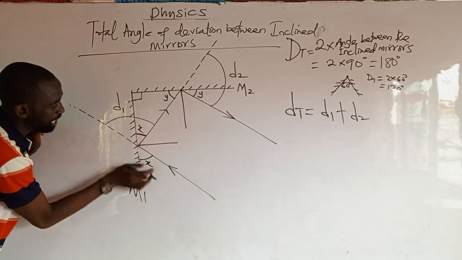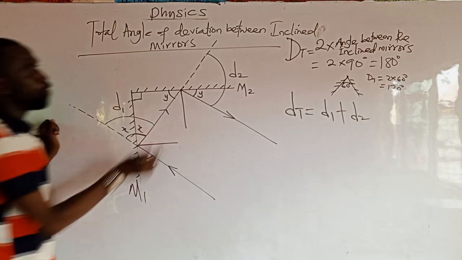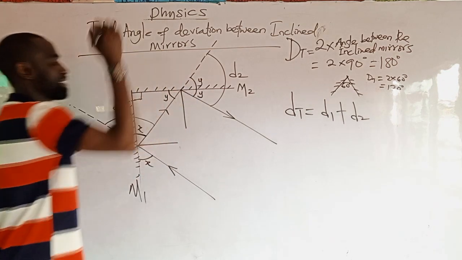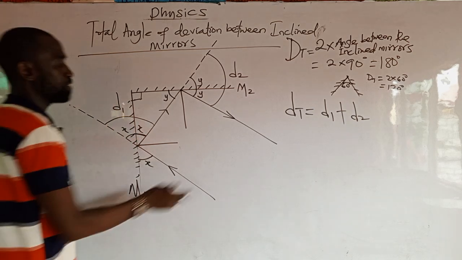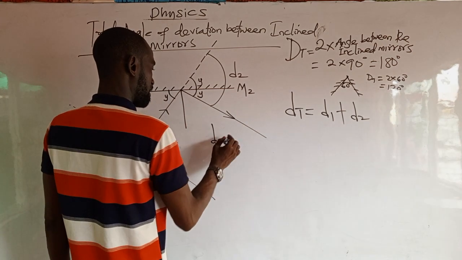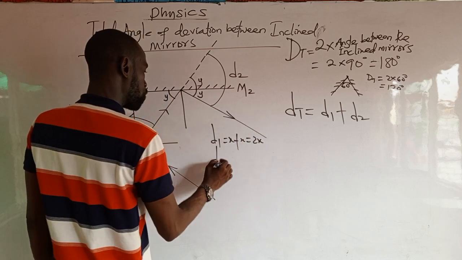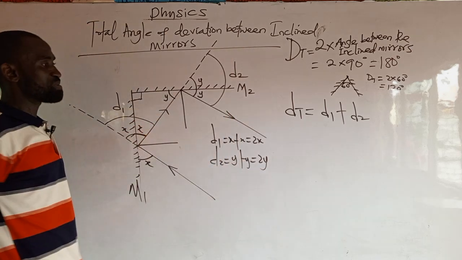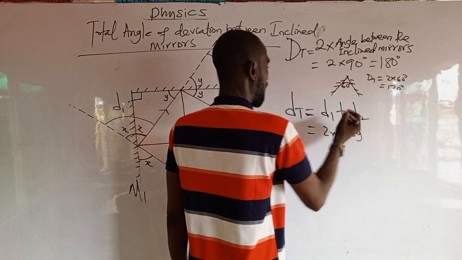Let's go. Vertically opposite angles are equal. This is equal to X. Vertically opposite angles are equal, so this equals Y. This, our D1, is X plus X. Agreed? So our D1 is X plus X, which is 2X. Our D2 is Y plus Y, which is 2Y. So it is our DT. DT equals 2X plus 2Y.